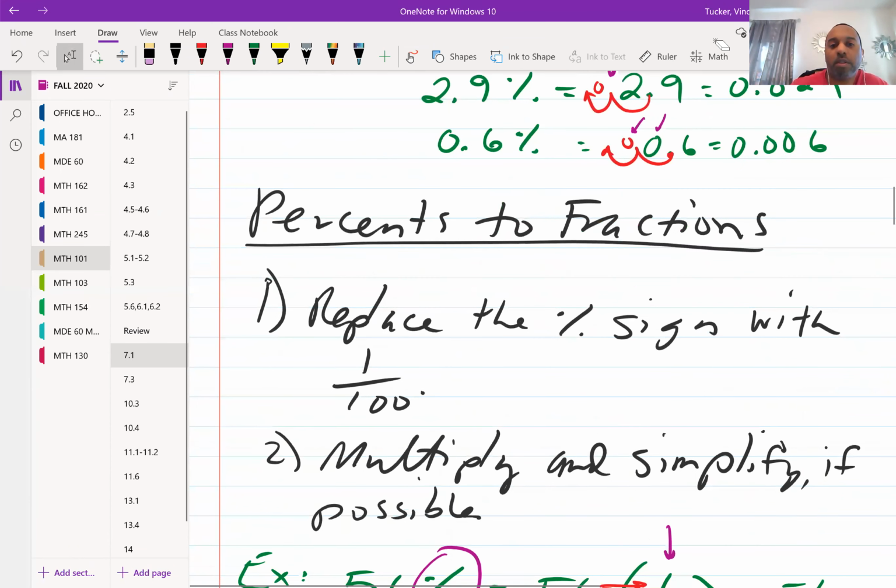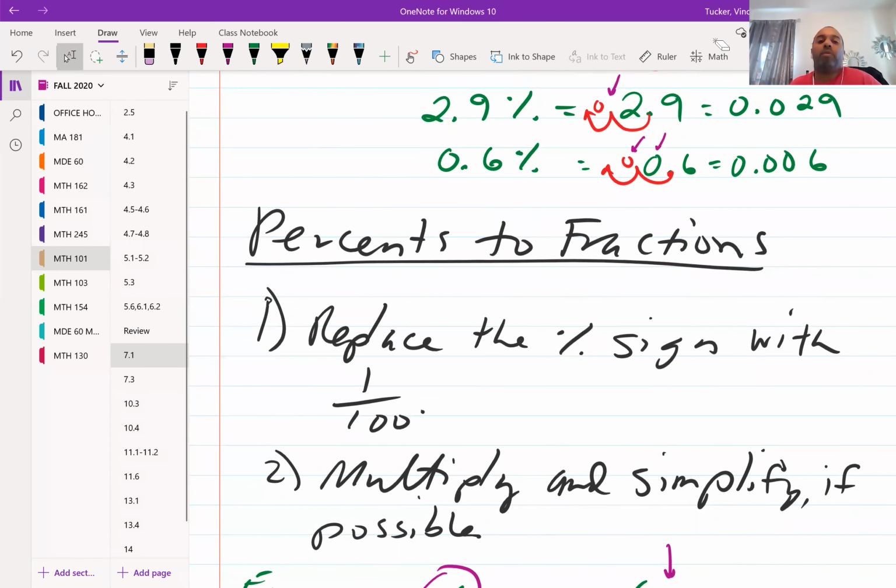Let me know. So here, we're looking at percents to fractions. We're going to replace the percent sign with 1 over 100. Remember, that was one of the values for the percent sign. And then we're going to multiply and simplify if possible. So you replace the percent sign with 1 over 100. Then we'll multiply and simplify if possible.